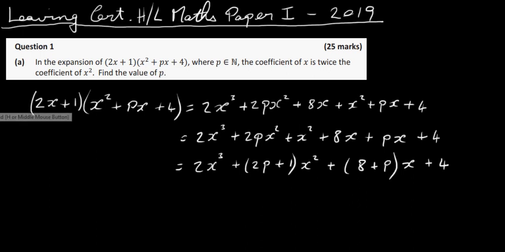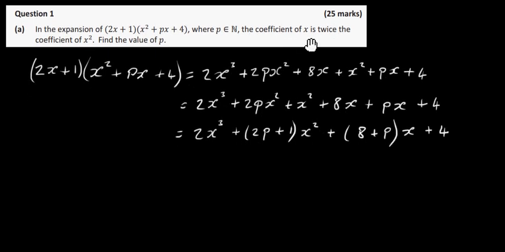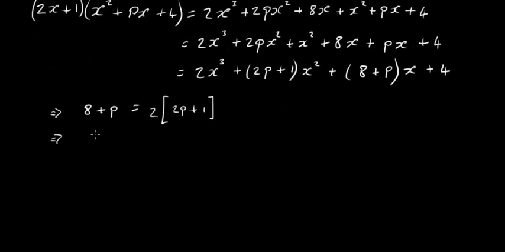Now we were told in this question that the coefficient of the x is twice the coefficient of the x squared. So the coefficient of the x is 8 plus p. So we're told here that 8 plus p, the coefficient of the x, is twice the coefficient of the x squared, and the x squared here is just 2p plus 1. Okay, so let's just work out. We have an equation here. We just have p in it, one unknown, so we can isolate the p here. We can work out what p is. So let's have a look. We have 8 plus p here, so we'll just leave that as it is. Multiply this out here, we get 4p plus 2.